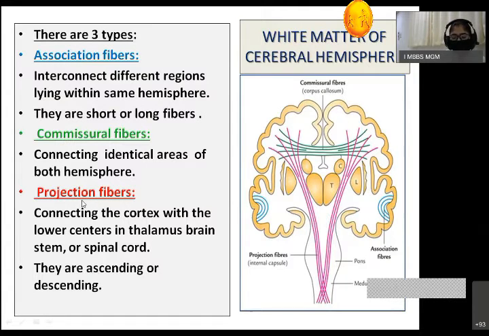And third is the projection type of fibers. They connect the cortex with the subcortical areas. They connect this cortex with the thalamus or brainstem or the spinal cord. So projection fibers connect the cerebrum with the subcortical areas. Here you will get the descending and ascending types of fibers, which form the tracts.